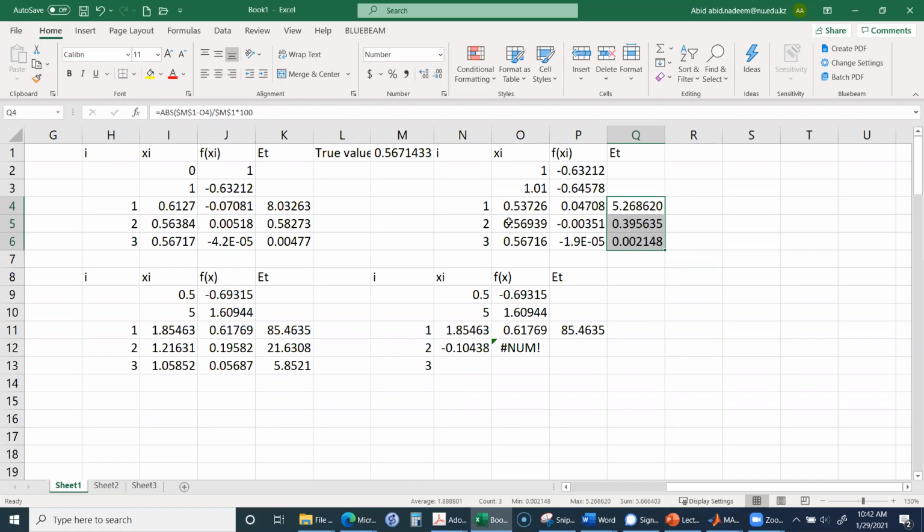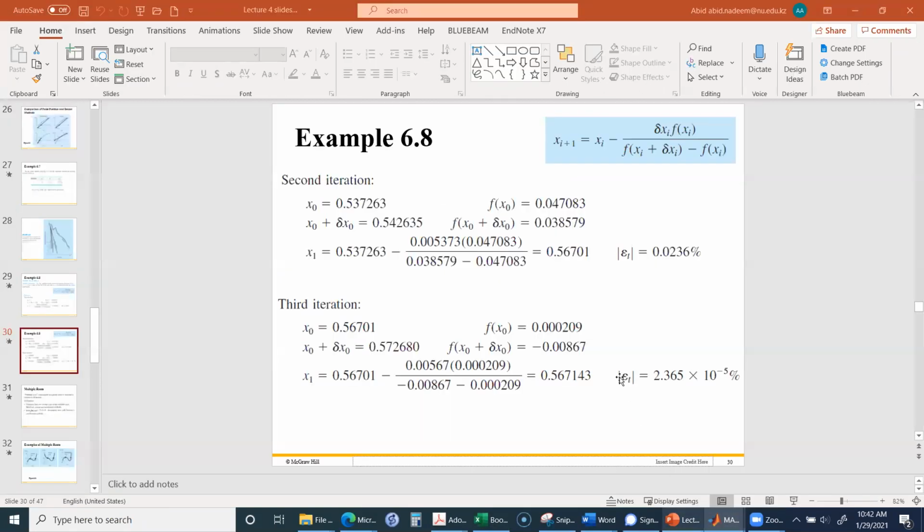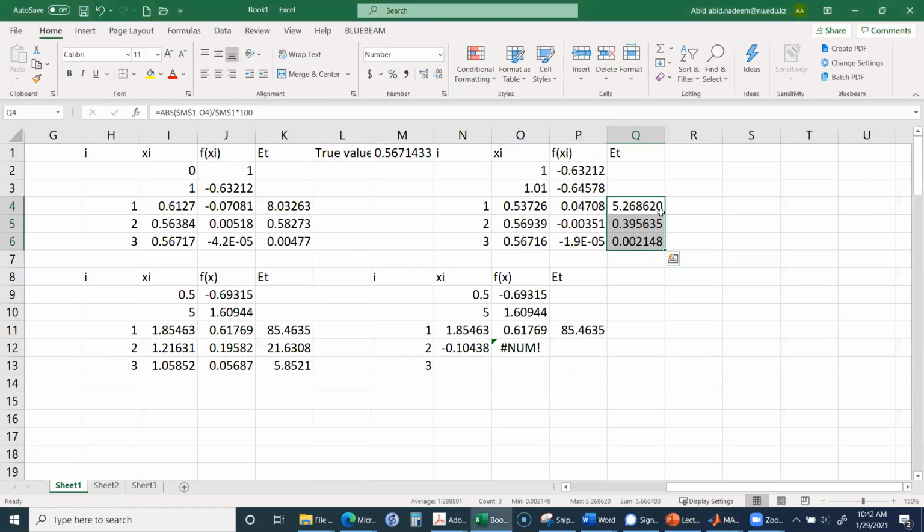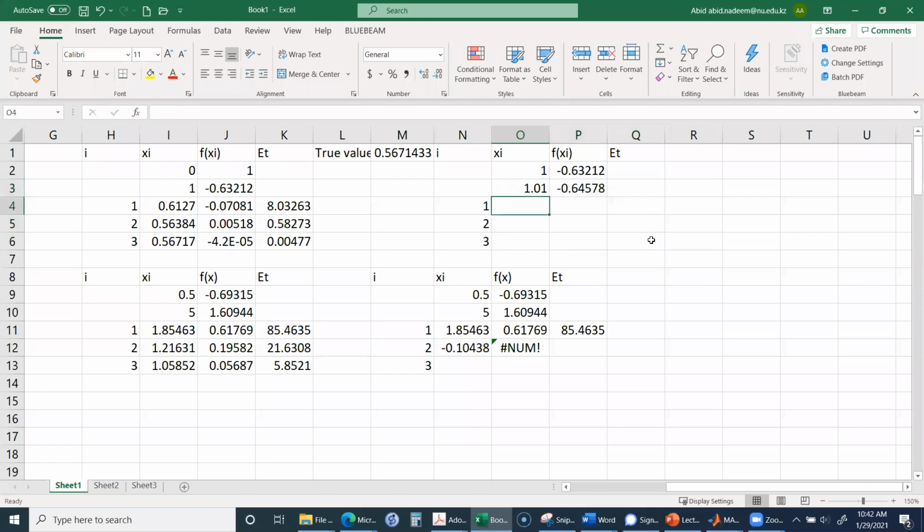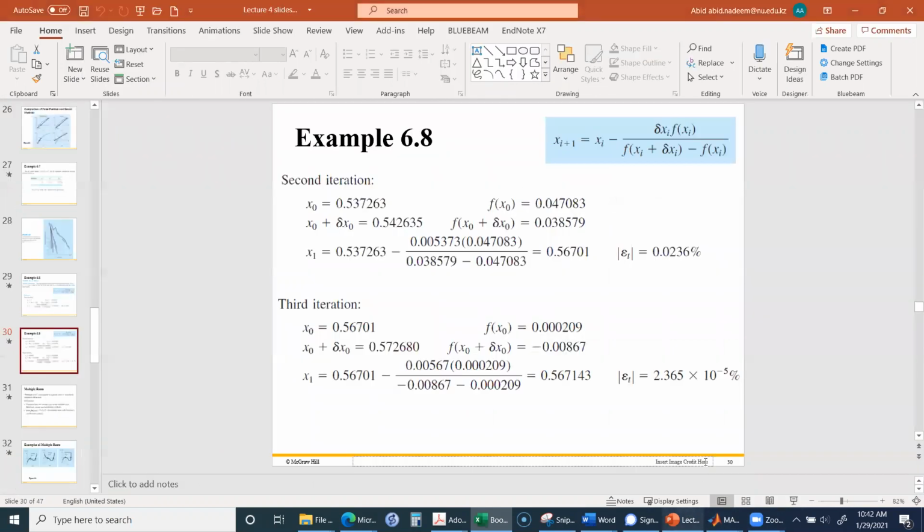But here it is something like this: 0.537 and 0.5693. Yeah, I think I made some mistake, I need to modify it. The formulation is not exactly the same, so that's why I'm getting different results. Okay, let me do it. How did I actually estimate it? For the estimate, I need to take this value 1.01. No, I need to look at the formulation.